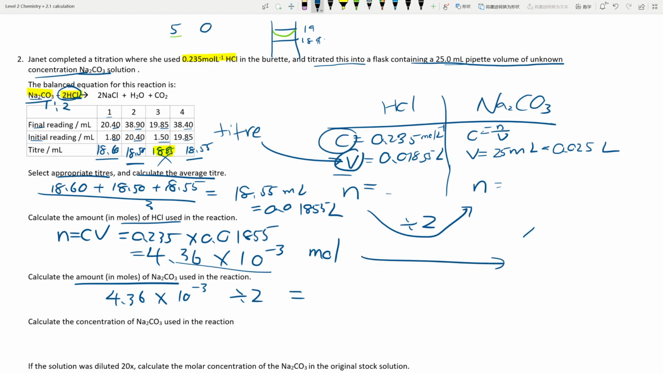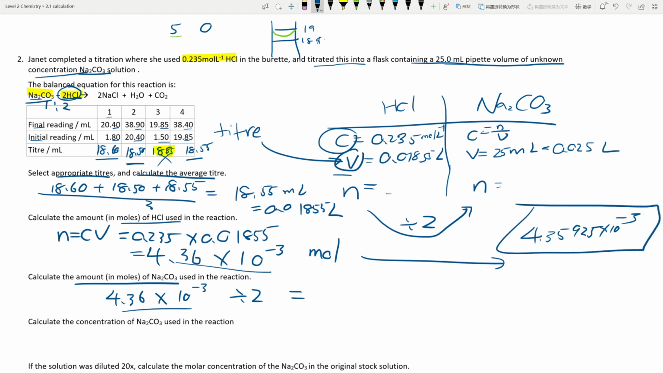If you're not sure what it is, this is 4.35925 times 10 to the power negative 3. I'm going to use this for this calculation, but on paper I write that. I mean, if you really want to, you can write 4.35925 here as this particular answer. That's okay, because it's not your final method, but I'm just used to writing 3SF whenever I go.